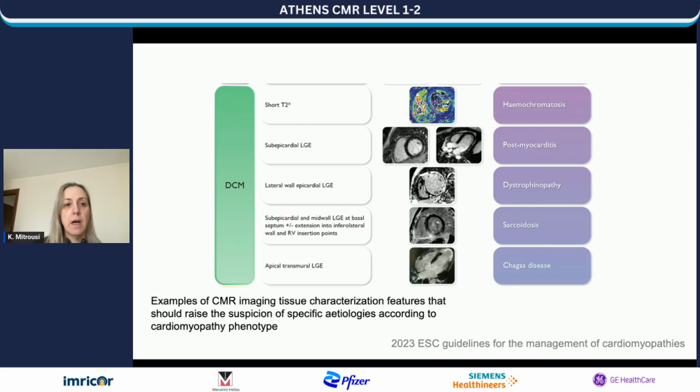So when we see increased short T2 star sequences, it leads us to the diagnosis of hemochromatosis. Subepicardial late gadolinium enhancement leads us to think about post-myocarditis. Lateral wall epicardial late gadolinium enhancement leads us to think about dystrophinopathies. Subepicardial and midwall late gadolinium enhancement at the basal septum, or with an extent to the inferolateral wall and RV insertion points, leads us to think about sarcoidosis, and apical transmural late gadolinium enhancement is a common characteristic of Chagas disease.